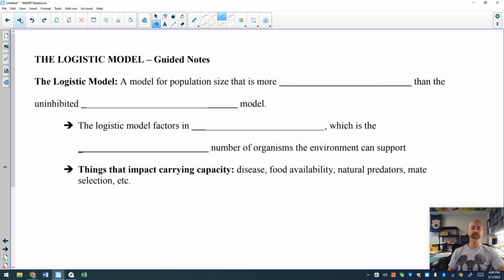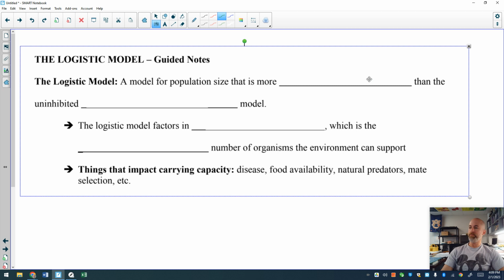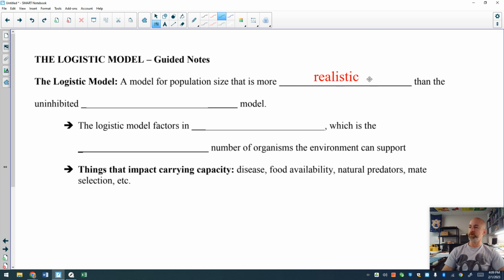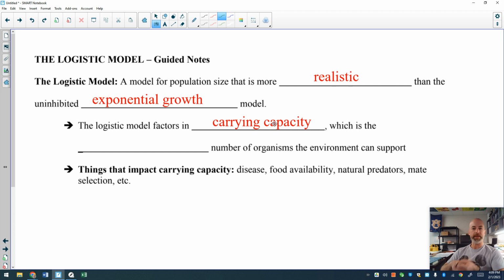The logistic model is typically used for population sizes. It doesn't have to be, but that's the textbook type application of it. And the logistic model is a more realistic model for population than the uninhibited exponential growth model, exponential growth being Ae^(kt). The reason the logistic model is more realistic is because it factors in something called carrying capacity.